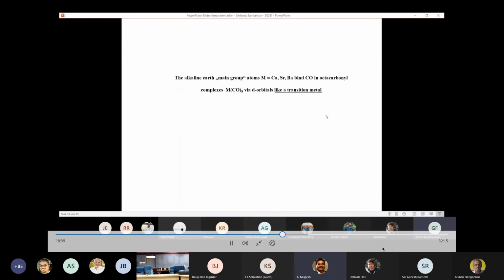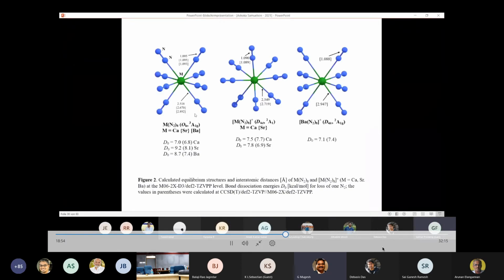Is it only for CO? Could it also be for other ligands? What about N2, which is valence isoelectronic? According to the calculation, yes. The neutrals are triplet, and the cations are here. For calcium and strontium, they have D4d symmetry. For barium, they have D4h symmetry. But all of them are stable with regard to loss of one N2.